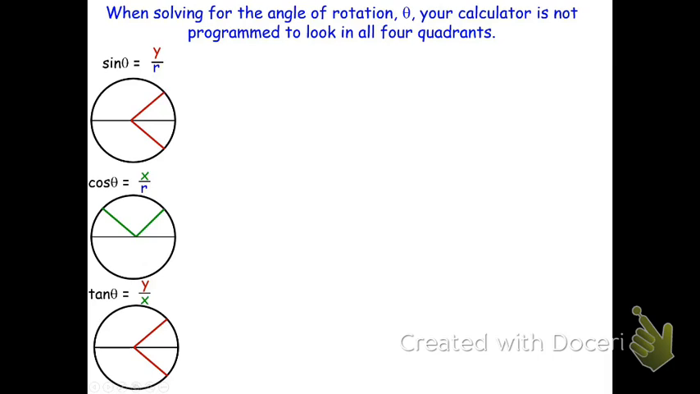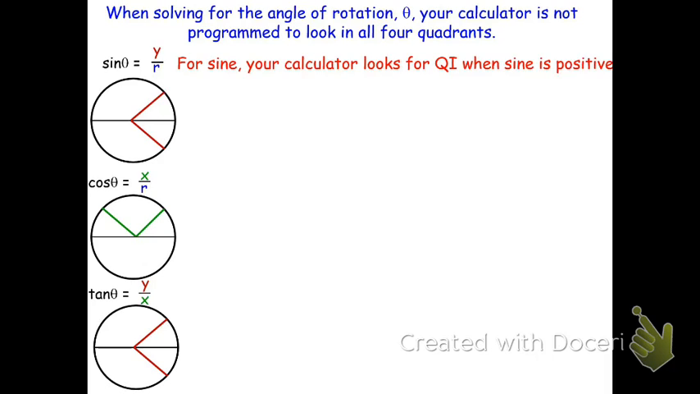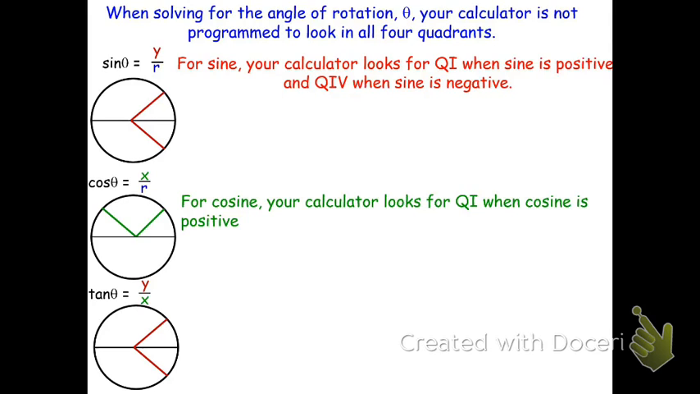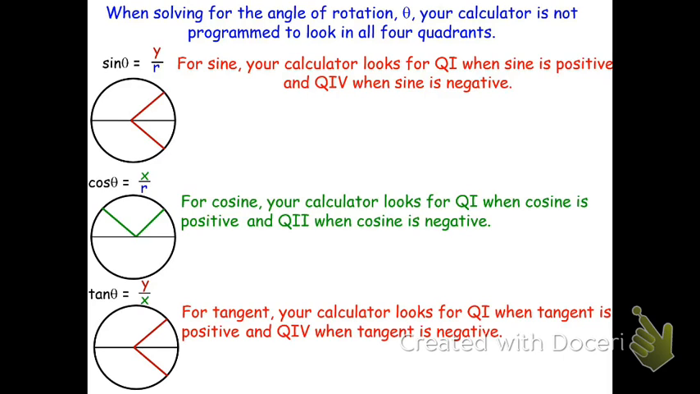So for sine, it looks in quadrant 1 when sine's positive. And it looks for an angle in quadrant 4 when sine's negative. Sine being the y pieces, so it needs one where y is positive and one where y is negative. Now this wouldn't work for cosine because for cosine, that's the x values, x would be positive in both quadrants 1 and 4. So for cosine, it looks for a positive angle in quadrant 1 when you have a positive cosine, and it looks for quadrant 2 when cosine's negative. For tangent, it goes back to the definition like it uses for sine. If you have a positive tangent, we're going to look in quadrant 1, and a negative tangent is going to look in quadrant 4.